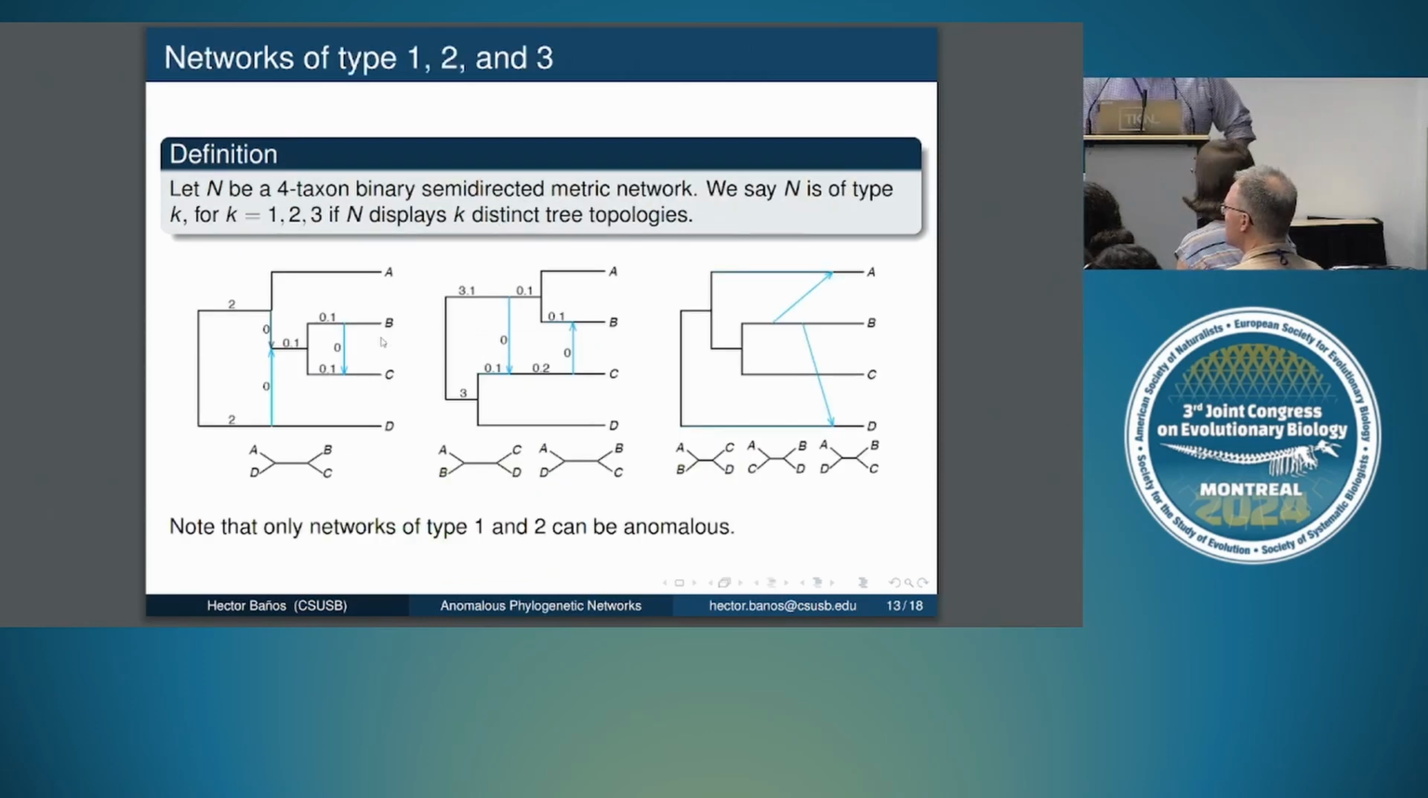So, before I go to something else, when we consider 4 taxon binary semi-directed networks, there are 4 types of networks. We say type 1 if it displays only one tree, type 2 if it displays 2 trees, and type 3 if it displays 3 trees. So networks of type 1 and type 2 are the only ones that can be anomalous, because if you are type 3, you are displaying all possible gene trees. So then there's no gene tree not displayed that has a greater probability.